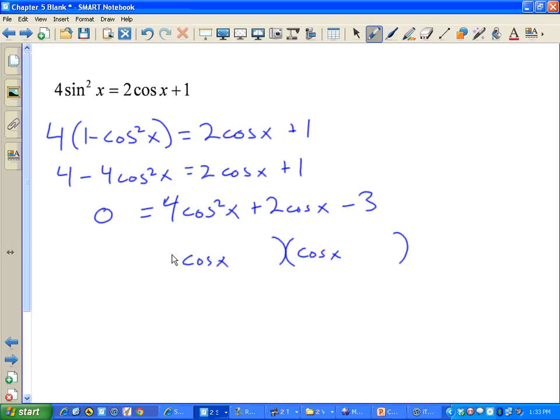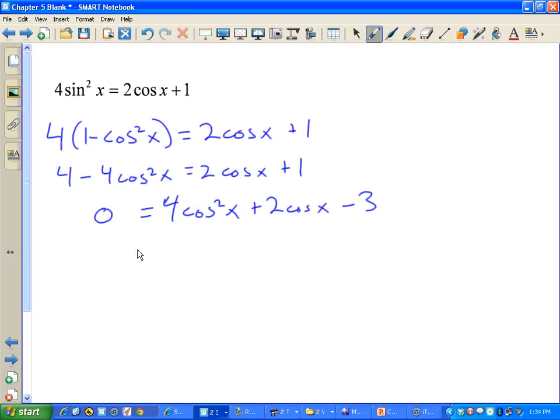So let's try doing 2 and 2, because that'll also give me 4 cosine squared x. Now if I put 3 and 1, this will be 6 and 2, which is 4 apart. And that's not working. 4 and 1 didn't work. Let me just double check the 4 and 1. Yep, so I am going to have to use quadratic here.